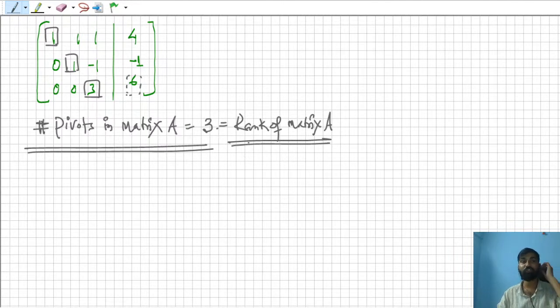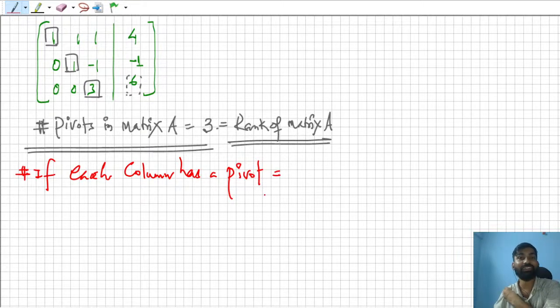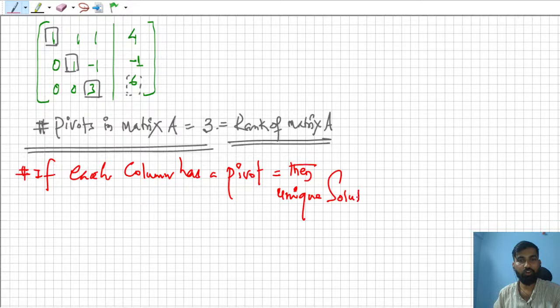This is one of the very beautiful concepts nobody knows. One more thing, just I am going to tell you. Note down this point, it is very important. If each column has a pivot, then you will always get a unique solution. Keep in mind this.